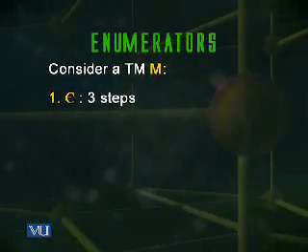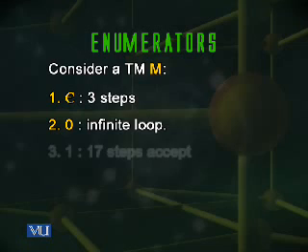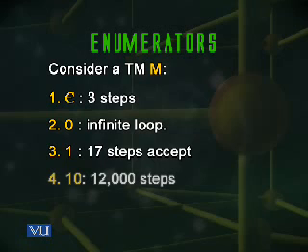Let us say we have a Turing machine M, and it has the following behavior. When we give it the input epsilon, it accepts the input in 3 steps. When we give it the input 0, it goes into an infinite loop. When we give it the input 1, it accepts the input in 17 steps. And when we give it the input 1, 0, it accepts the input in 12,000 steps.